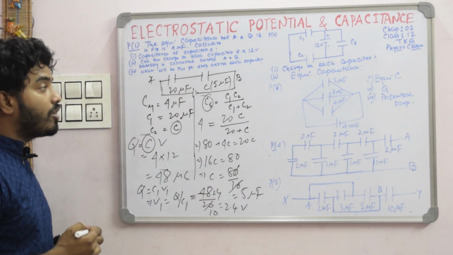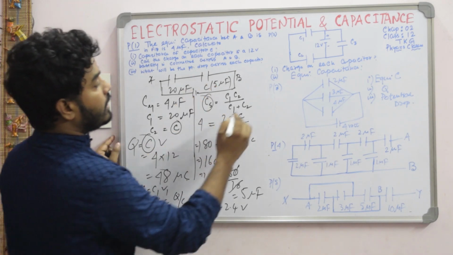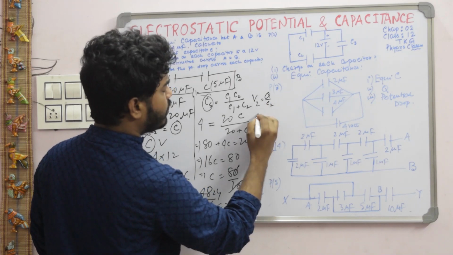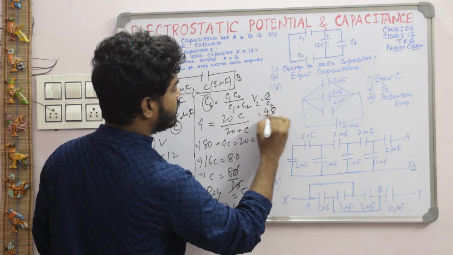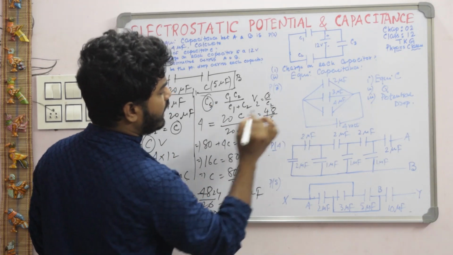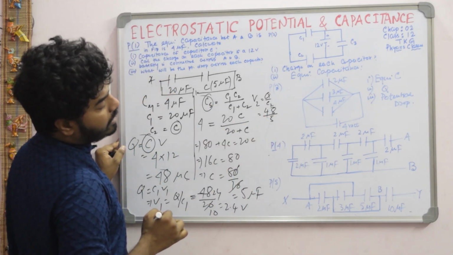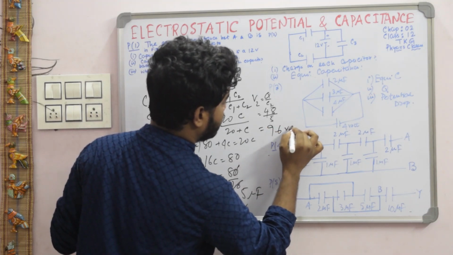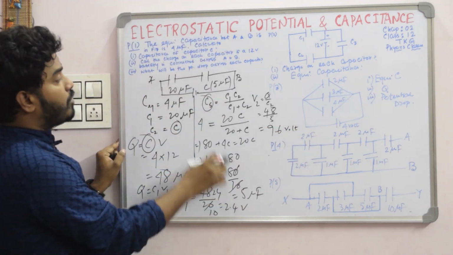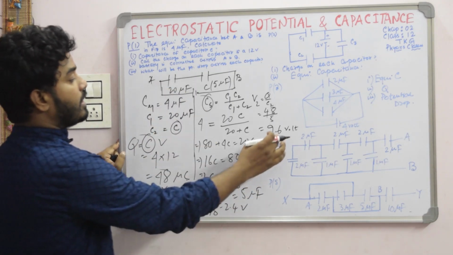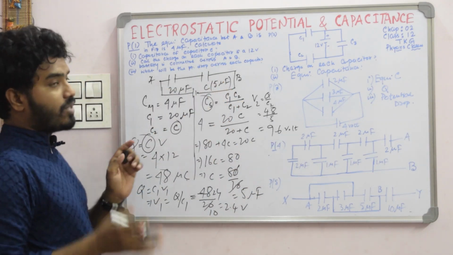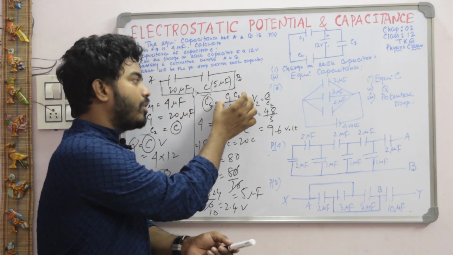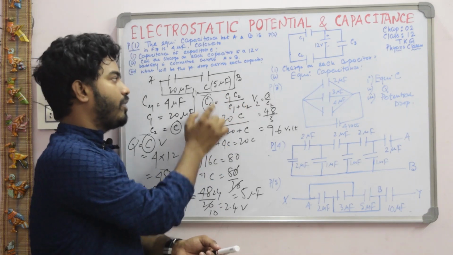Now what is the potential drop across the 5 microfarad capacitor? V2 will be Q by C2 according to the formula. Q is 48 and C2 is 5, so 48 by 5 is 9.6 volt. So it is 2.4 volt for 20 microfarad and 9.6 volt for 5 microfarad. Simple steps: for a series combination, you use the equivalent formula, then you find C.